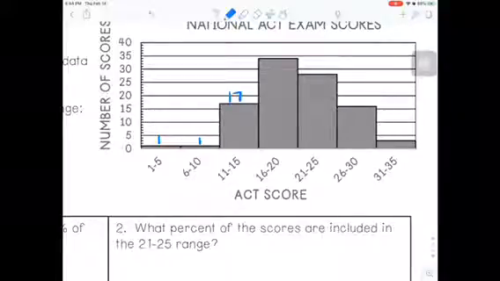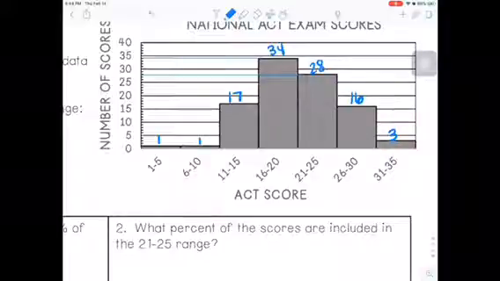16 to 20, that is 34 people, because it's right about there. 21 to 25, I'd say that was 28. Let's see if I'm right. Yay! So that's 28. And then 26 to 30, it's just right above 15, so 16. And 31 to 35 looks to be about 3.